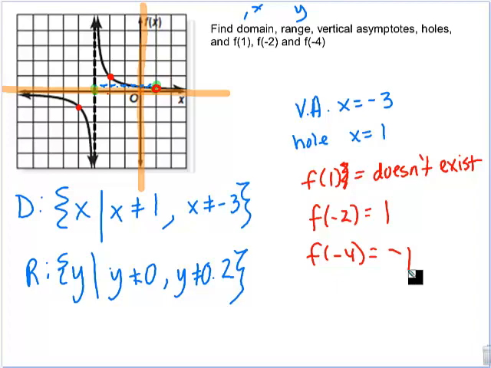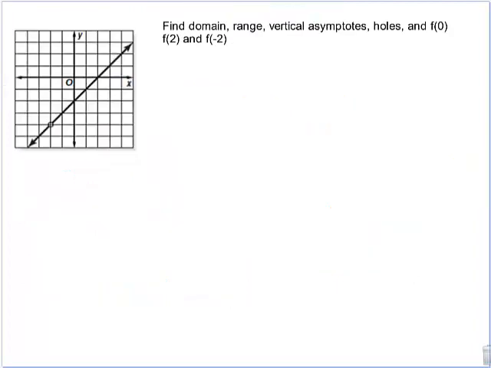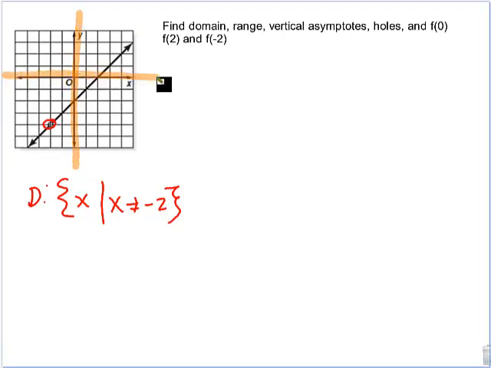Okay? So we're going to do the second one together as well. Same thing. Domain, range, vertical asymptotes, holes, and then those 3 values. So when you're looking at this, you need to identify if there are any breaks in continuity. So if there are any holes or vertical asymptotes. Are there any here? No. There's a hole. Here's the hole right here. So at this hole, what's your x value? Negative 2. So that means x cannot equal negative 2. I'm going to go through and highlight this so we can see it a little bit better. You only make the x not equal negative 2 because there's a hole there.